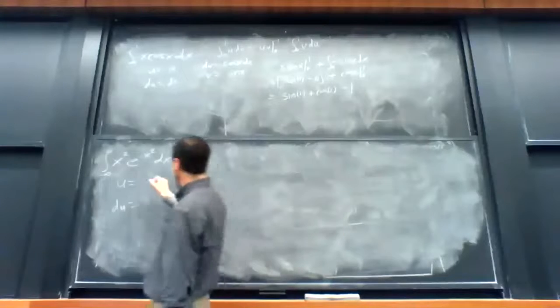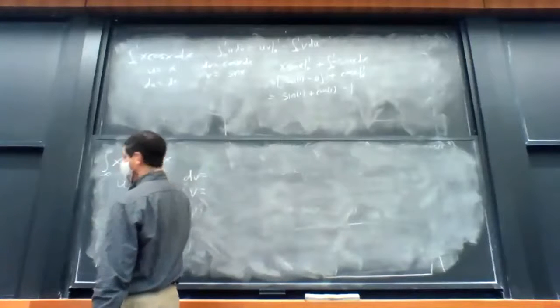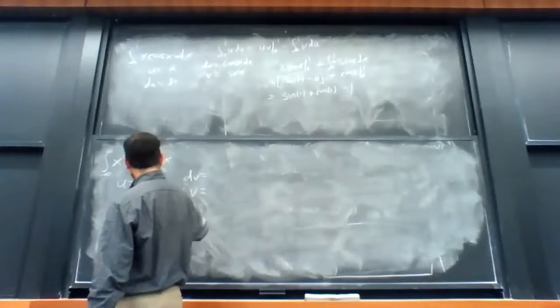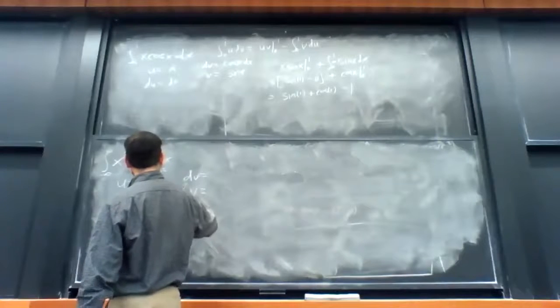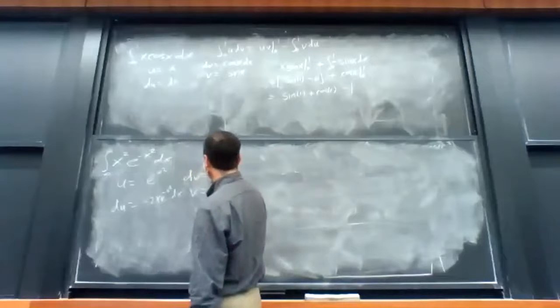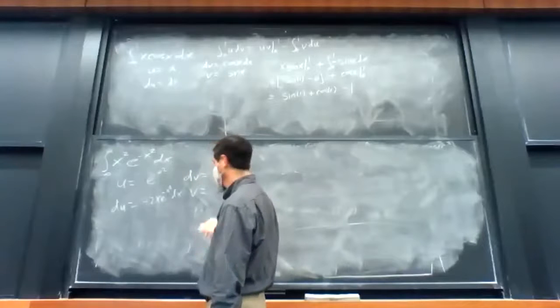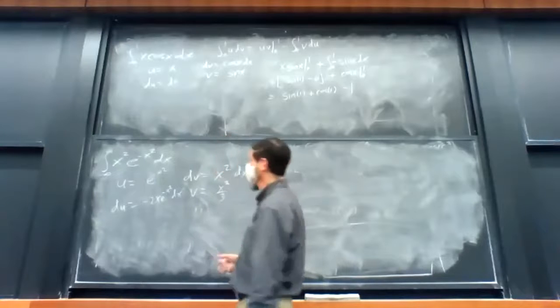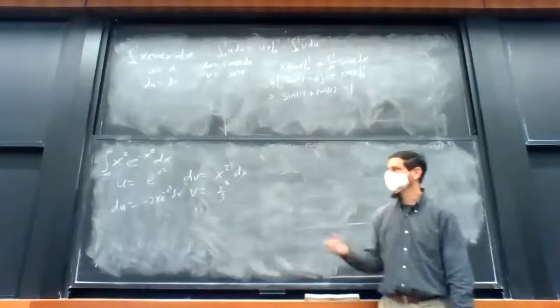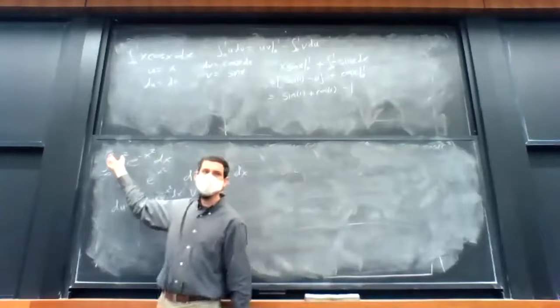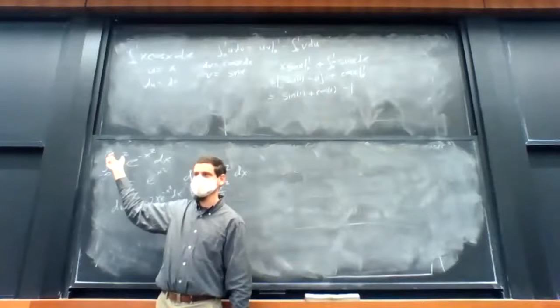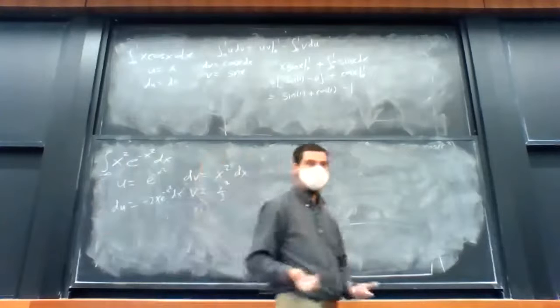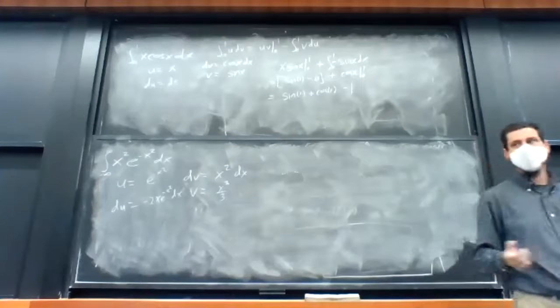So we could try e to the negative x squared. Then when we take the derivative, we'll get negative 2x e to the negative x squared dx. dv would be x squared, so v is x cubed over 3. And so unfortunately, when we do this, we start off with an x squared, we're going to end up with an x to the 4th. It's a good thing to try, but it went the wrong way.